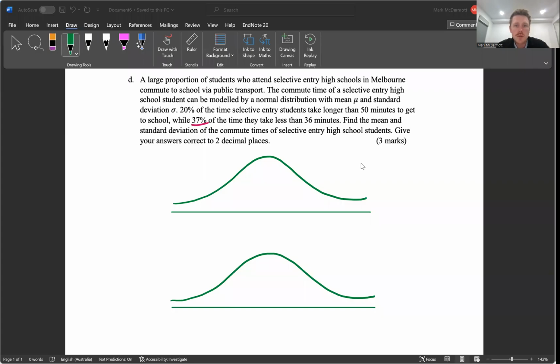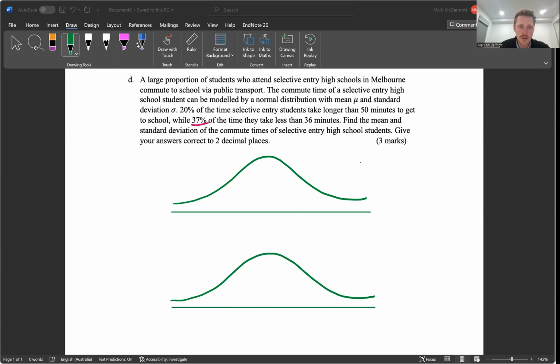Okay, a large proportion of students who attend select entry high schools in Melbourne commute to school via public transport. The commute time of a select entry high school student can be modelled by a normal distribution with a mean and standard deviation. 20% of the time, selective entry students take longer than 50 minutes to get to school, while 37% of the time they take less than 36 minutes. Find the mean and standard deviation of the commute times in select entry high school students. Give your answer correct to 2 decimal places.